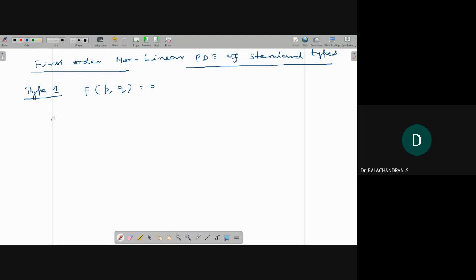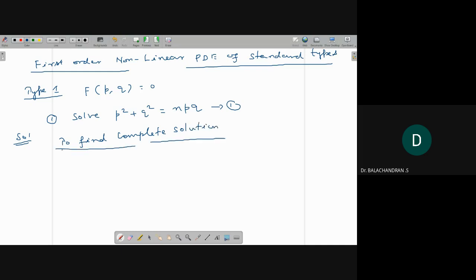Okay. First problem: solve p square plus q square equal to npq. Let us take this as equation number 1. I'll split this problem into three parts. The first part is to find the complete solution.